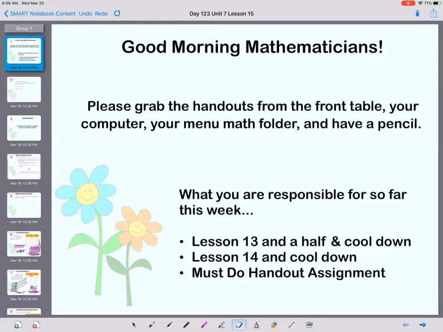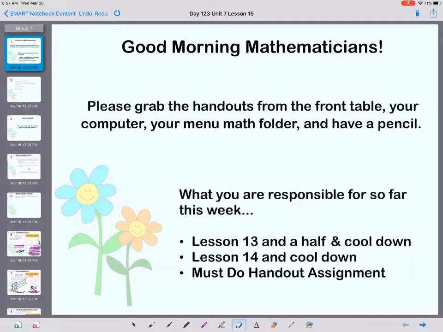Before we get started, though, you should have the 3 handouts from the front table: the lesson handout, the half sheet, which is your menu math sheet, and then the journal based on your level. You know your traditional level, whether you're A, B, or C, D. So make sure that you are grabbing your level, and then you should have a pencil.